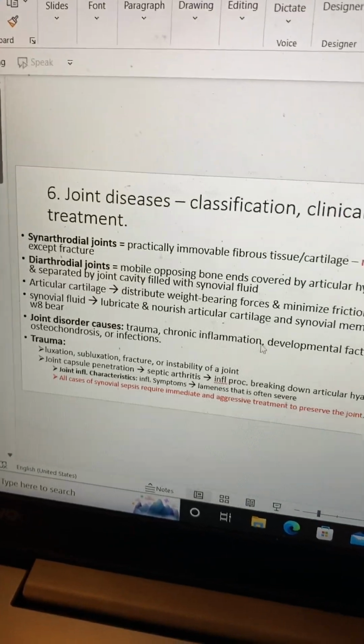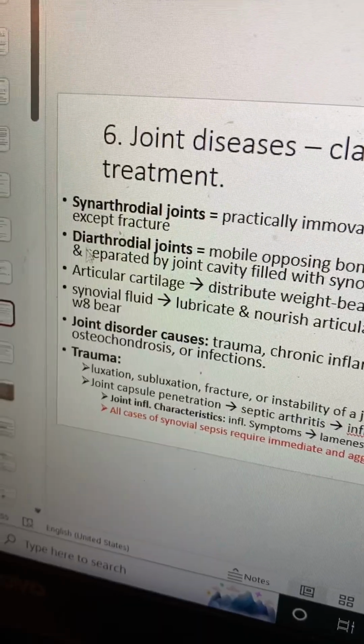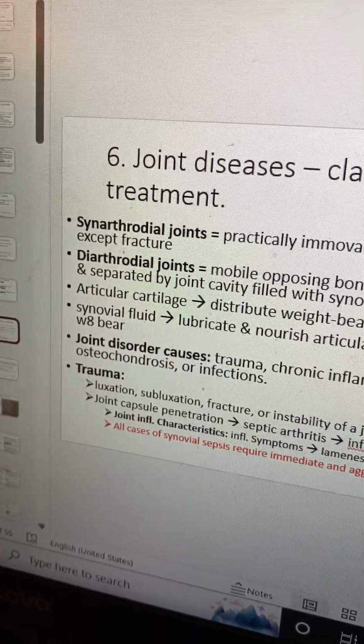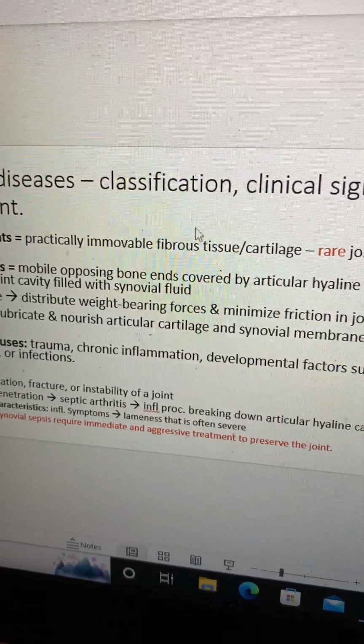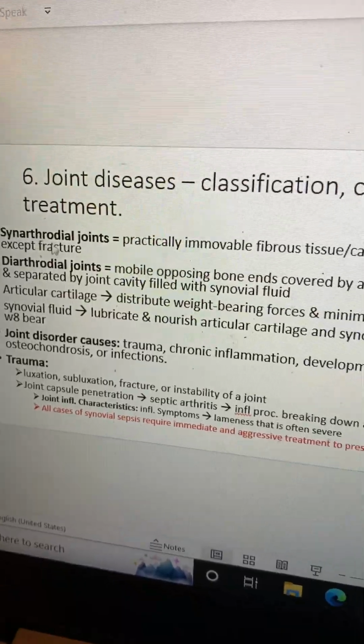Next we have the joint diseases. So where do they occur? Usually in the diarthrodial joints, but it's worth knowing what synarthrodial joints are. Synarthrodial joints are basically immovable because of fibrous tissue or cartilage. So it's very rare to get a disease here, except maybe fracture.